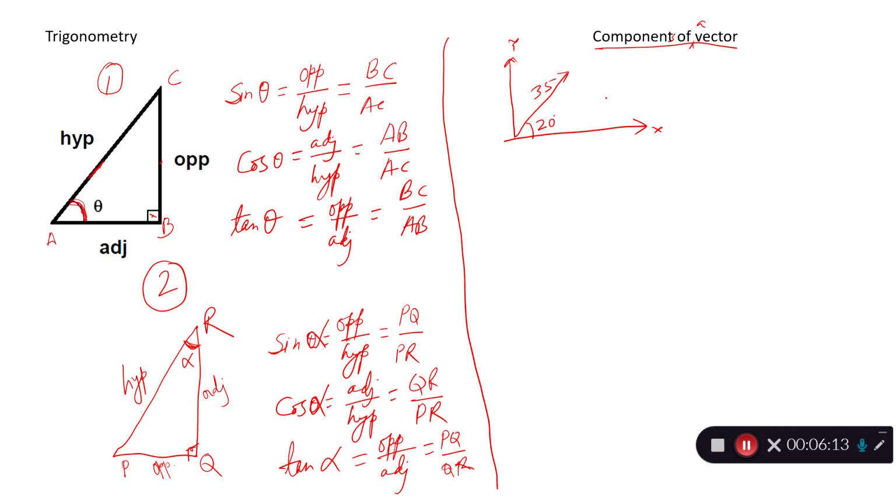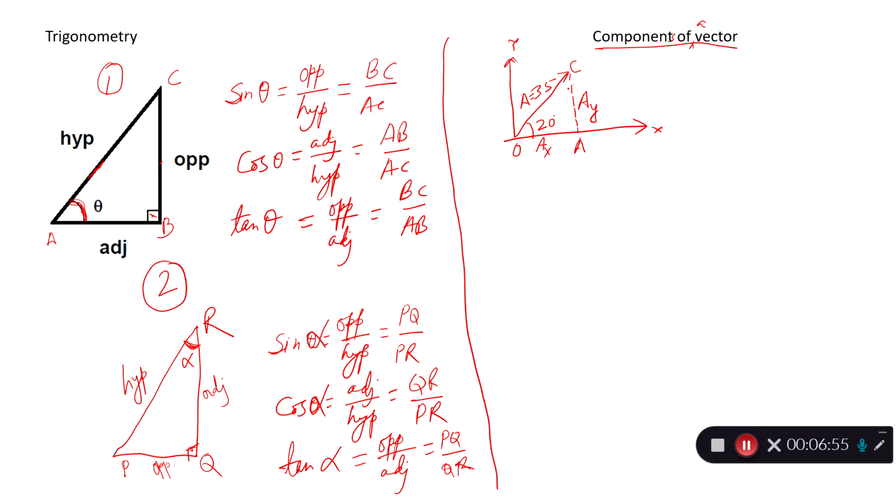Now if 20 degrees is given, you can make a right angle triangle by drawing this line from over here. I'll write this OA, and this one is, let's say, OC. OC is the vector, which is 35 units. OA is the x component, so I'll write AX, and AC is the y component, I'll write AY. This is vector A, let's say 35.